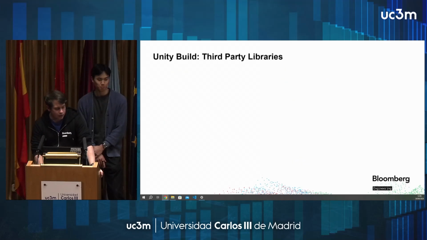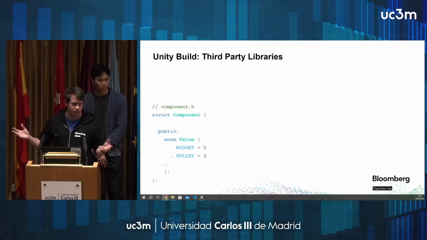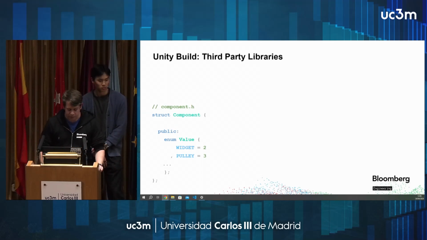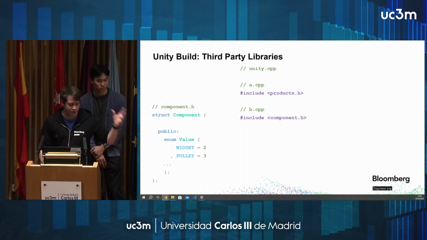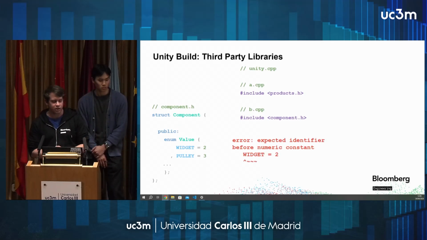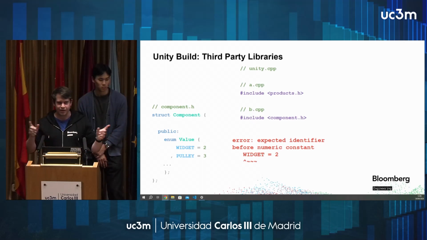The final one we ran into, which I was tearing my hair out for at least half a day, is we had a third-party library. It had some component with an enum, and there was a widget. And when we tried to do our Unity build, we included a load of our third-party libraries together, and I got a compilation error. Expected identifier before numeric constant. Anyone have any ideas?